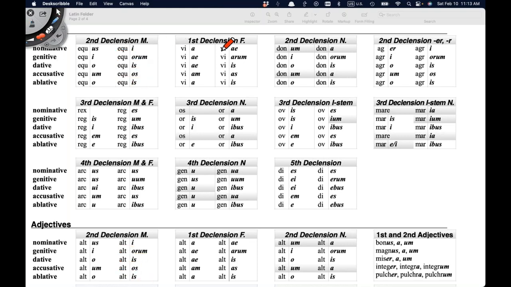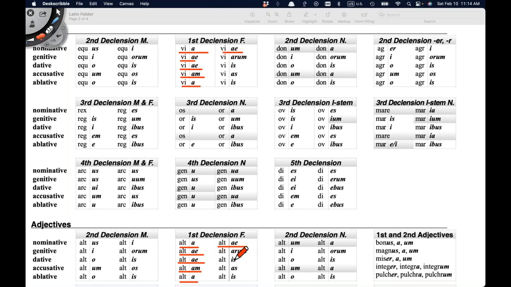And you do the exact same thing with feminine words. So since via is feminine, we're not going to go over here and say via altus, the high road. Nope. We're going to keep them matching up. They're going to agree with each other. Via alta, the high road. Of the high road, via alte. To the high road, via alte. I see the high road, via altam. On the high road, via alta.